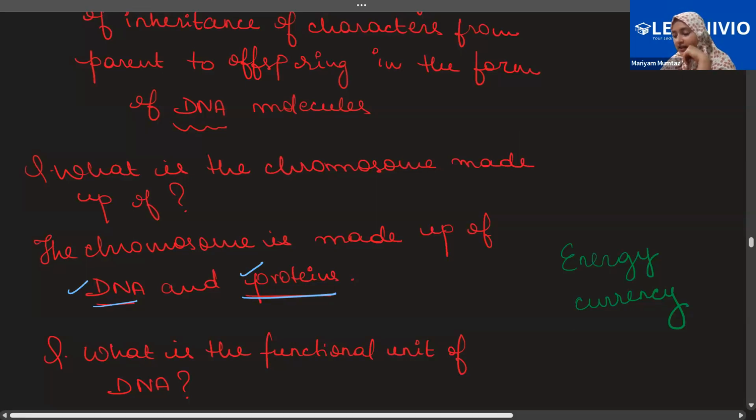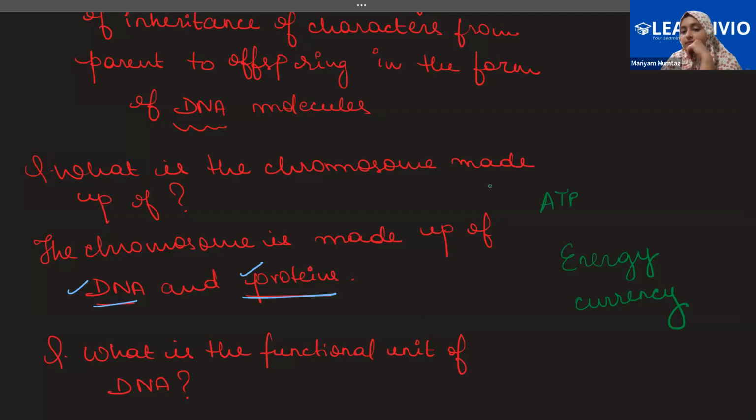The energy currency of the cell is ATP. Does anyone know the full form of ATP? Adenosine triphosphate. Exactly. And what is the full form of DNA?